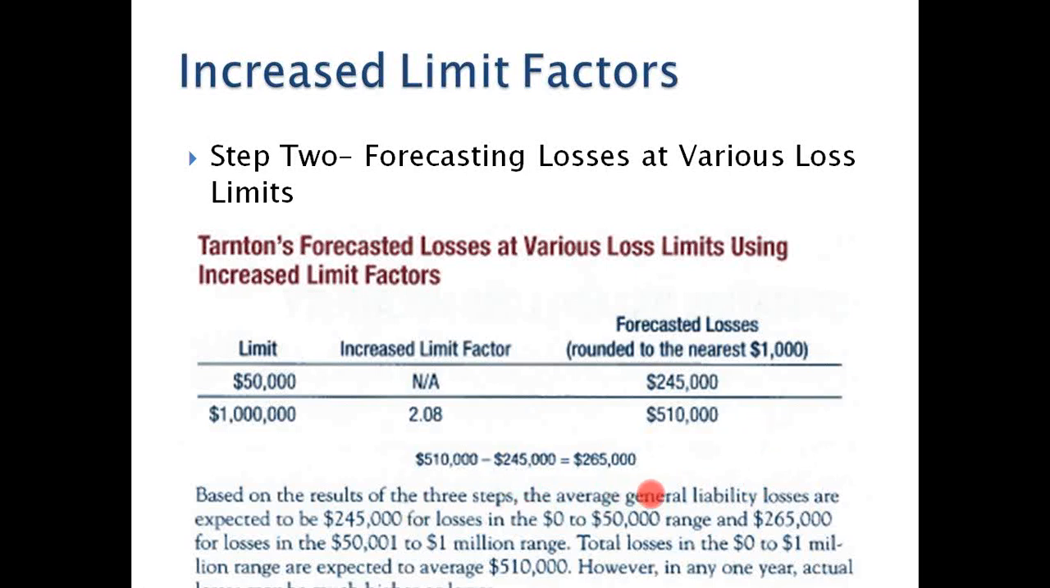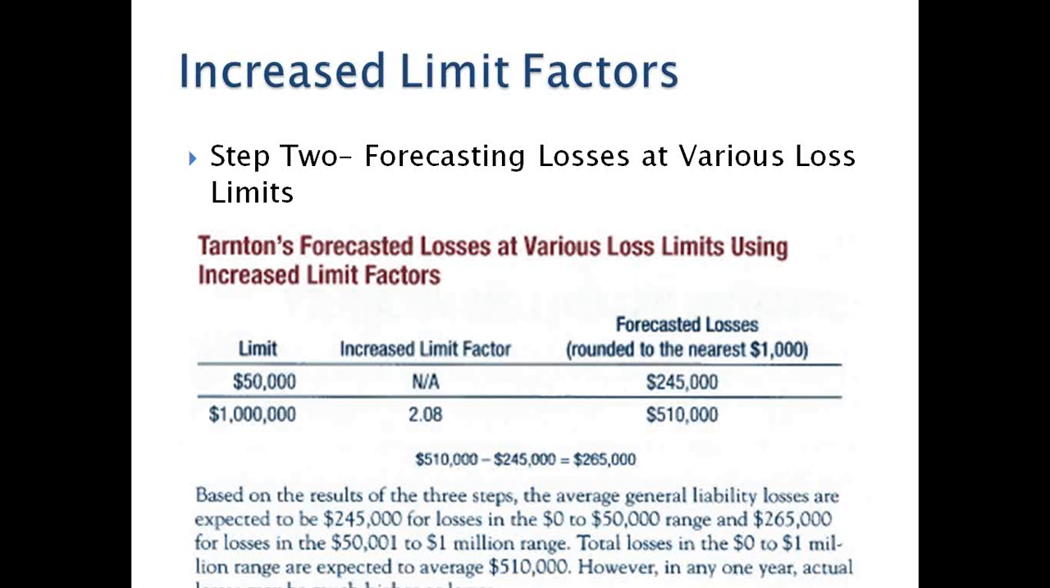So based upon the result of the 3 steps down here, the average general liability losses are expected to be $245,000 for losses in this layer, the 0 to 50,000 range, and $265,000 for losses in the 50,000 to 1 million range. You're going, well, where did the 265 come from? Well, when we did the calculation, we did 510 minus the 245. This layer, which they don't really show here, plus this middle layer is 265, which equals the 510. So the total losses in the 0 to 1 million range are expected to average $510,000.